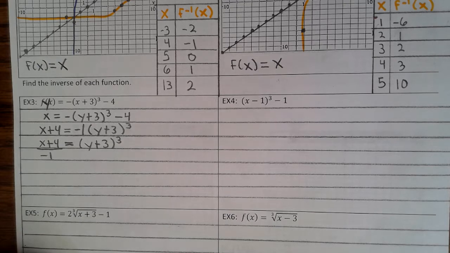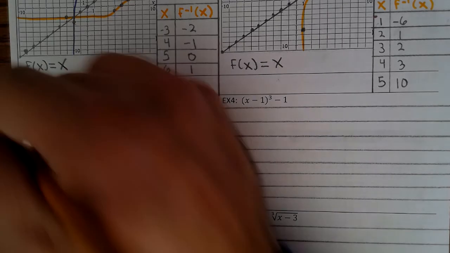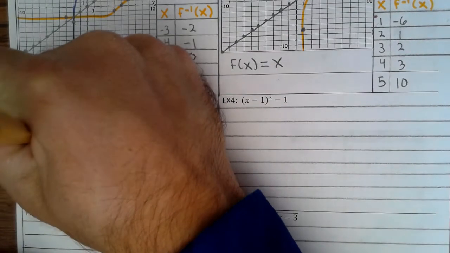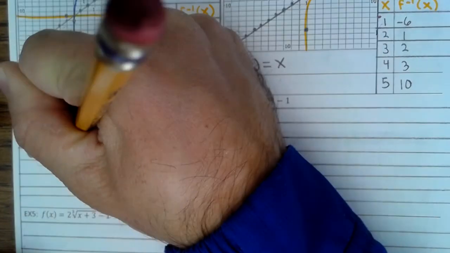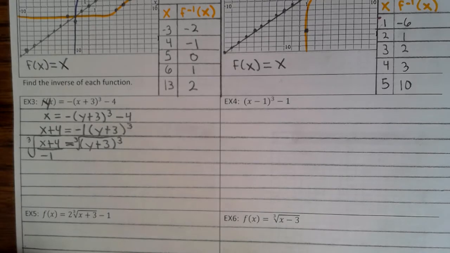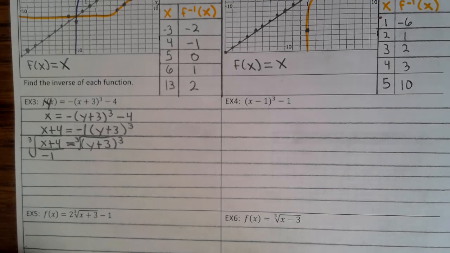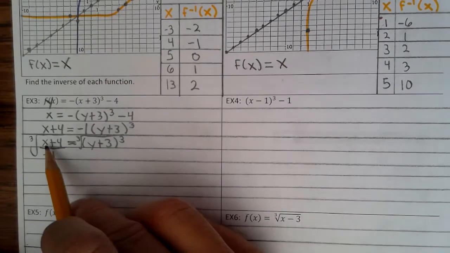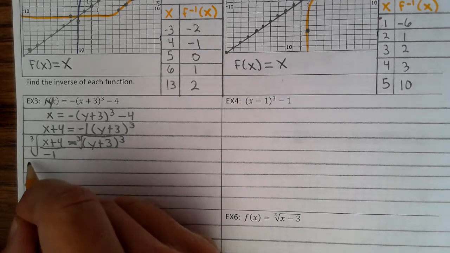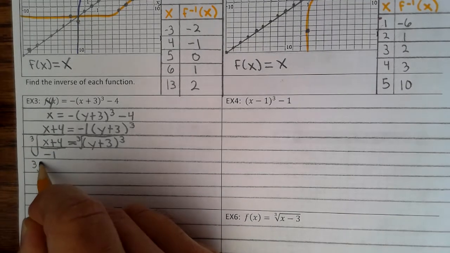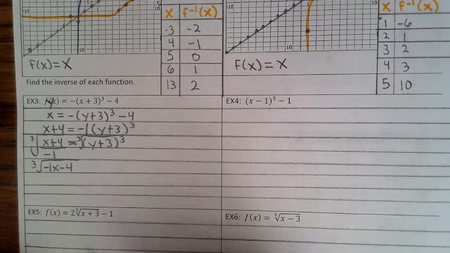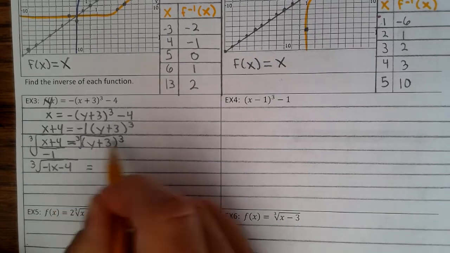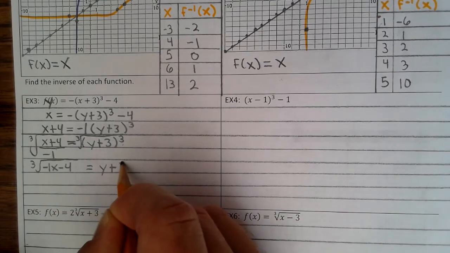Okay, now we're going to take the cube root of both sides. Now, let's do kind of two things in one here. If we divide everything by -1, we can get rid of the fraction. So that becomes a cube root of -1 times (x minus 4). And then the cube root uncubes, so y plus 3.